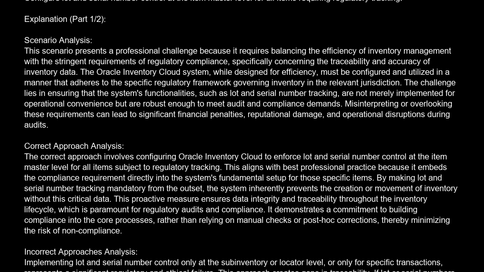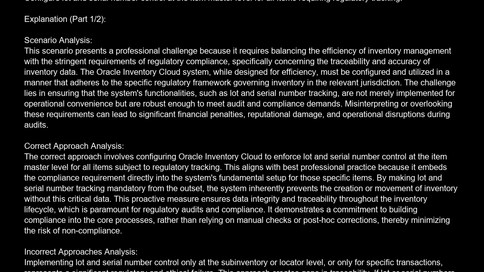Correct approach analysis. The correct approach involves configuring Oracle Inventory Cloud to enforce lot and serial number control at the item master level for all items subject to regulatory tracking. This aligns with best professional practice because it embeds the compliance requirement directly into the system's fundamental setup for those specific items. By making lot and serial number tracking mandatory from the outset, the system inherently prevents the creation or movement of inventory without this critical data.